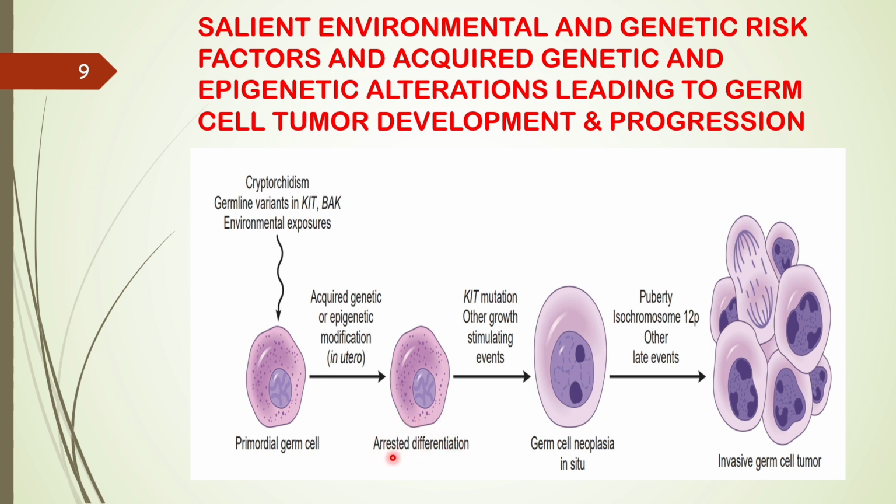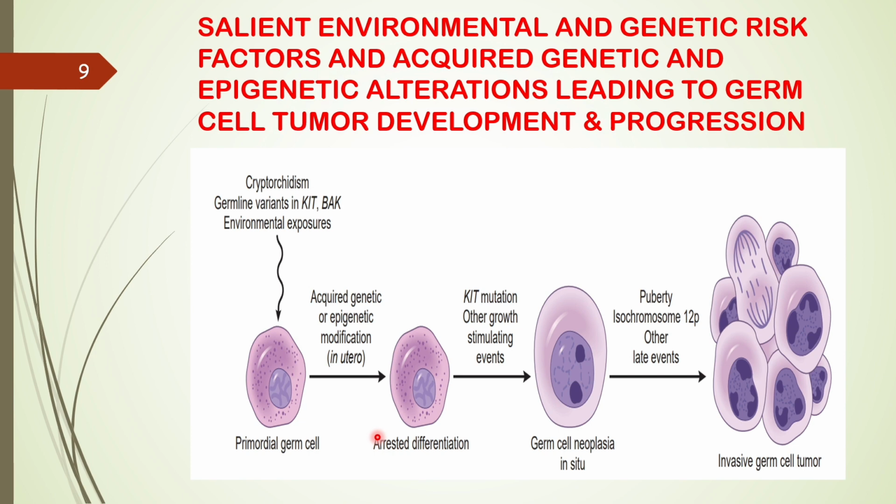The differentiation will be arrested. And if there is, that's because of environmental factor, genetic factor, and epigenetic modification. What does epigenetic modification mean? The examples could be DNA methylation. Epigenetic alteration means the events that lead to DNA methylation and histone modification.